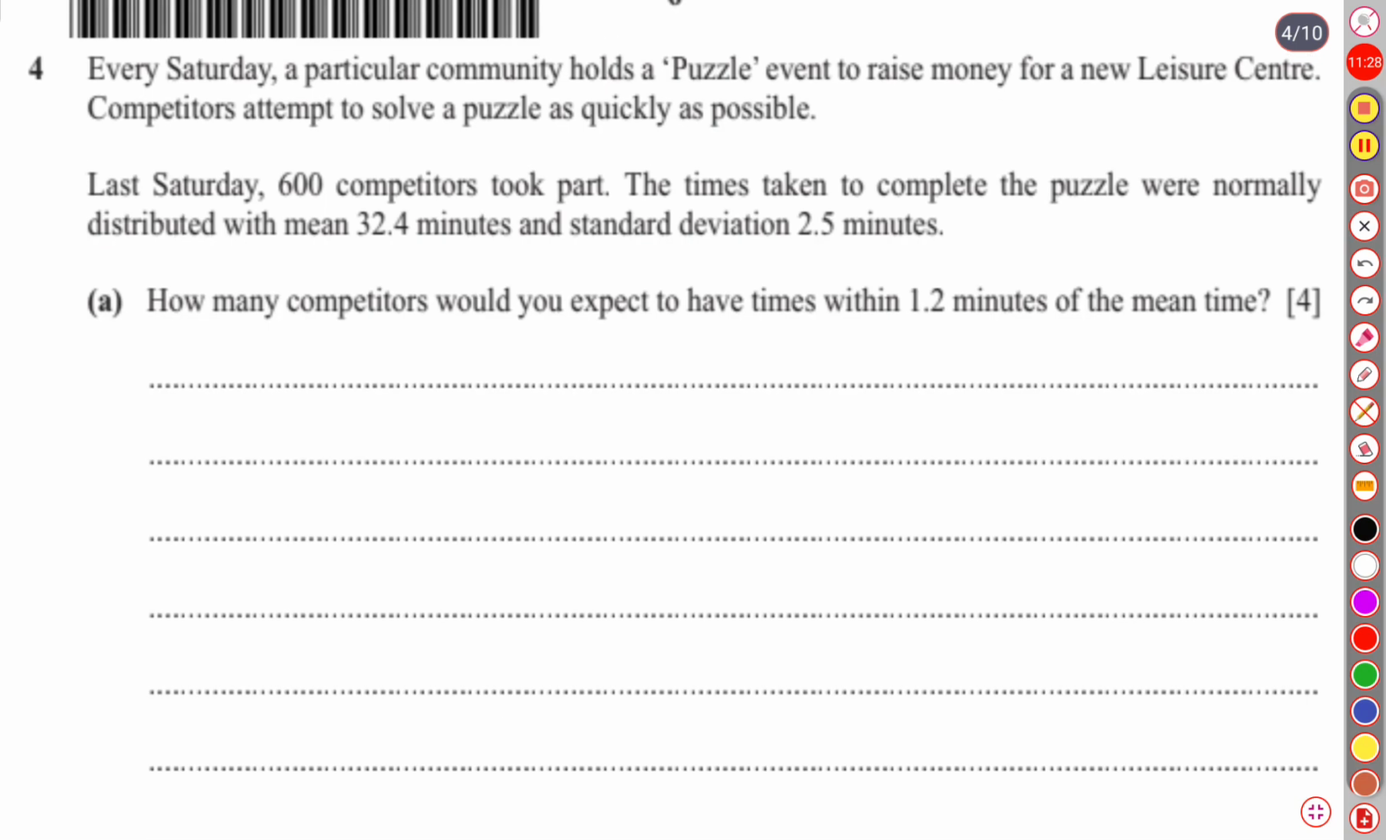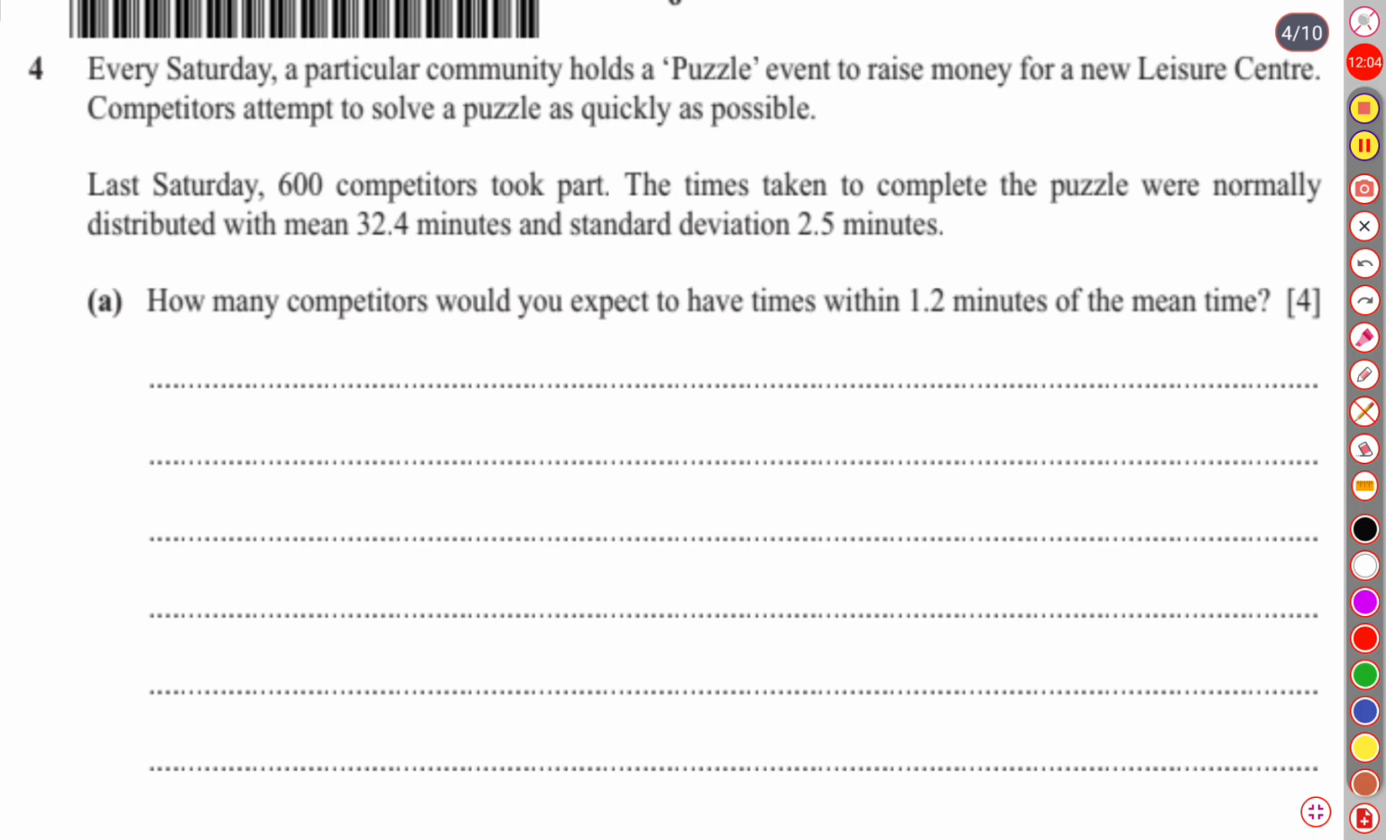Every Saturday a particular community holds a puzzle event to raise money for a new leisure center. Competitors attempt to solve a puzzle as quickly as possible. Last Saturday, 600 competitors took part. The times taken to complete the puzzle were normally distributed with mean 32.4 minutes and standard deviation 2.5 minutes. How many competitors would you expect to have times within 1.2 minutes of the mean time? So this is the question.